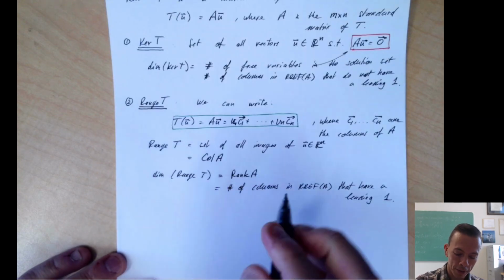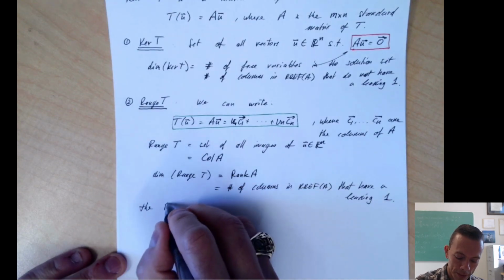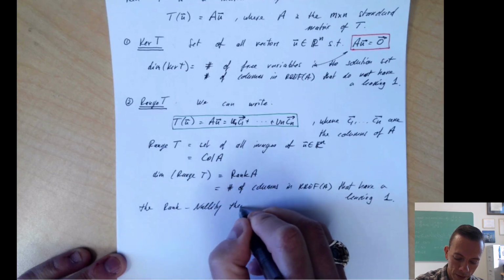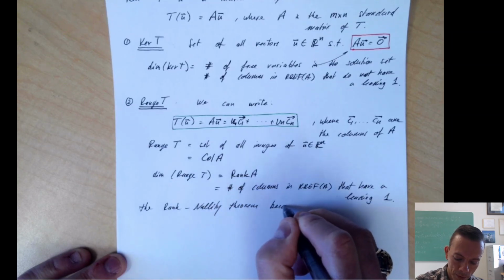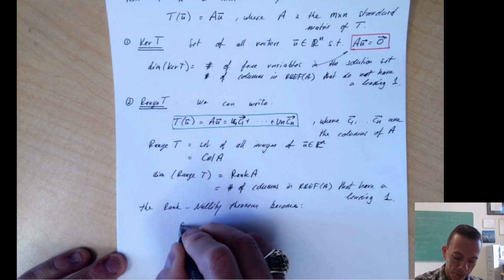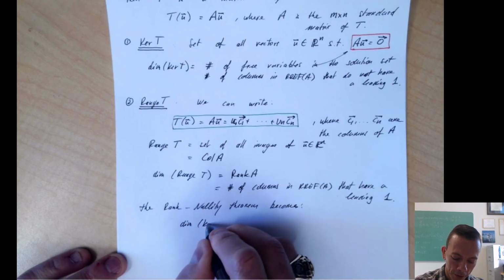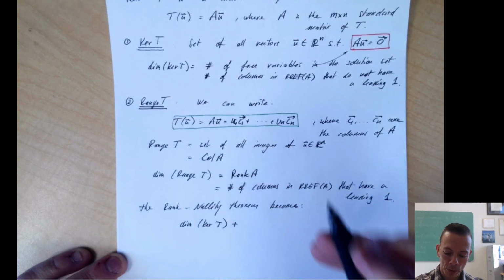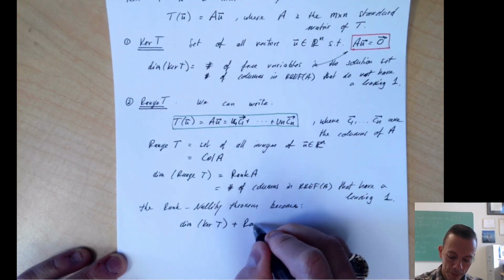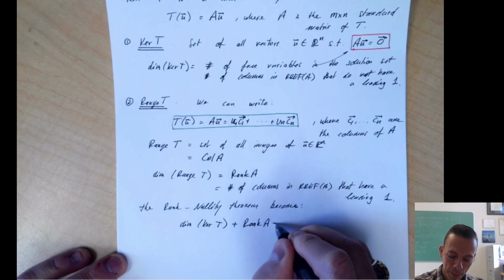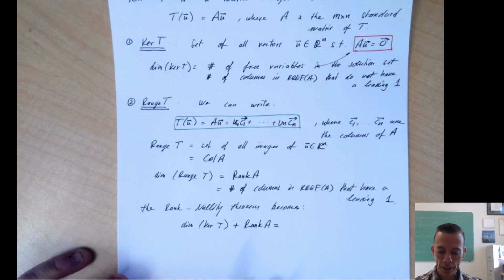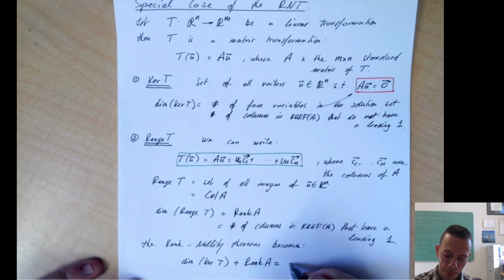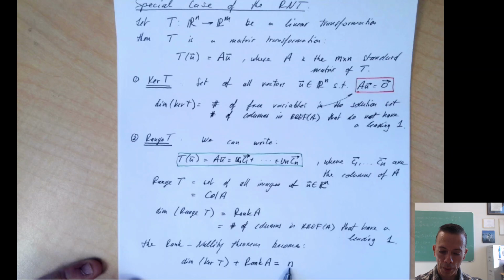So, therefore, the rank-nullity theorem in this case: you have the dimension of the kernel of T plus the dimension of the range of T, which we now know is the rank of A, is equal to the dimension of the domain. The domain is Rn, so its dimension is simply n, which is the number of columns of A.